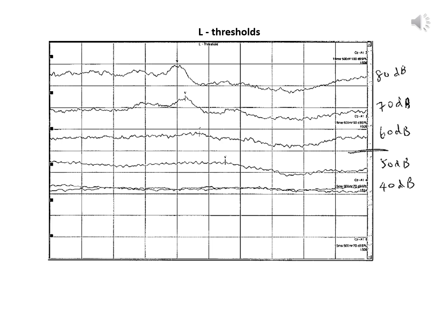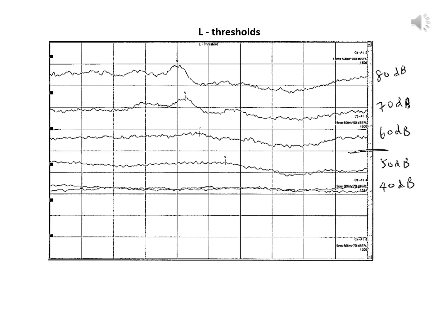And the wave 5 is the last waveform to disappear, to become so small that it's not observable. And when this happens, that is the threshold of hearing. And so when the stimulation is decreased, when it becomes softer, the waveforms become smaller and they also become slightly later. And so we can see in this picture at the loudest stimulation level at 80 dB, we see a very clear wave 5.